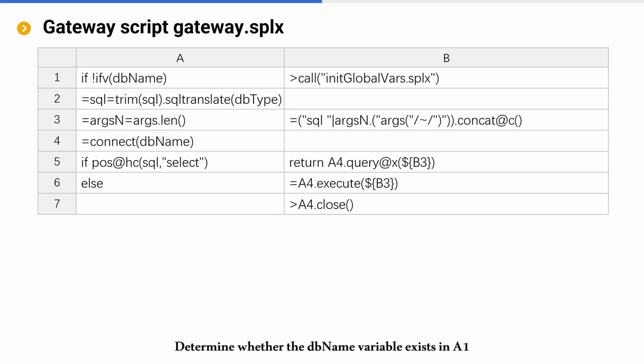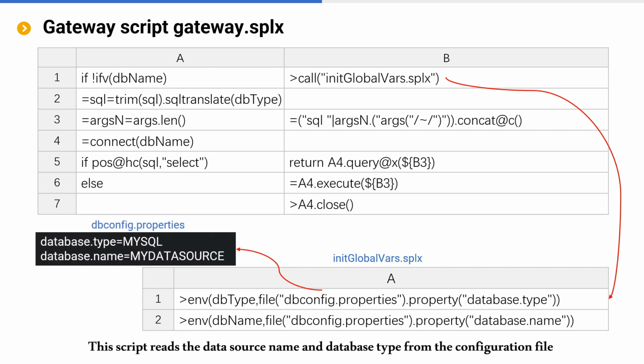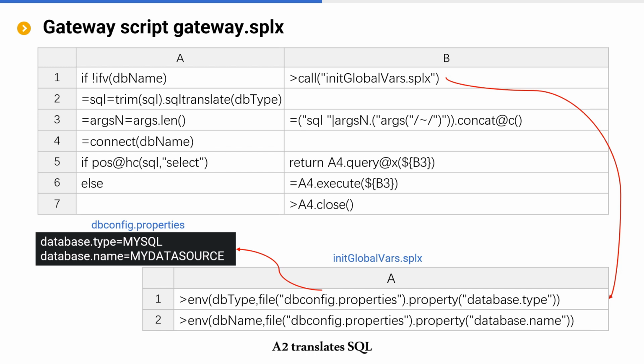Determine whether the DB name variable exists in A1, and if it does not exist, call the initialization script in B1. This script reads the data source name and database type from the configuration file and places them in the global variables DB type and DB name using the env function. A2 translates SQL. It is no longer unfamiliar to us.